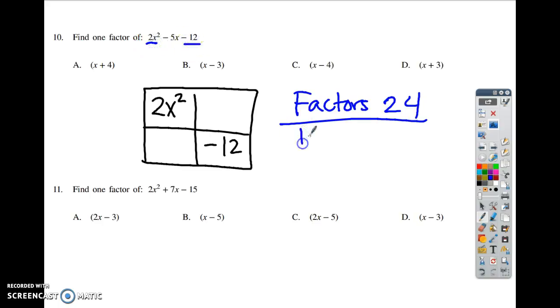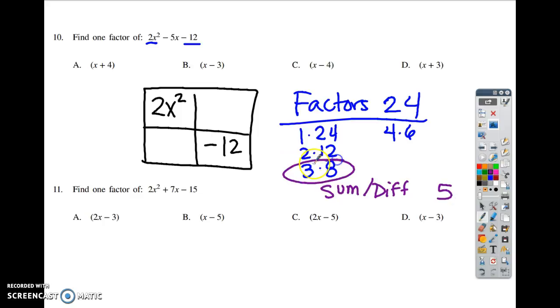So we have 1 times 24, 2 times 12, 3 times 8, 4 times 6, and we need it to give us a sum or difference of 5. So 3 and 8, we did a problem like that before. 3x and 8x will give you a negative 5x if the 8 is negative and the 3 is positive.